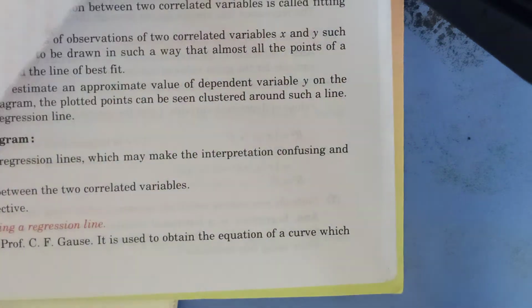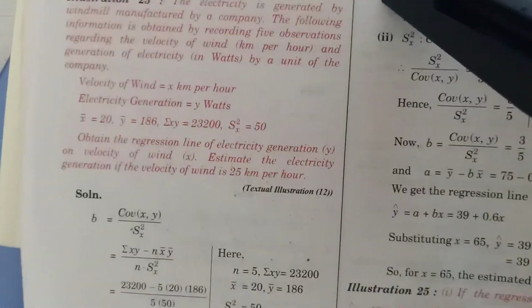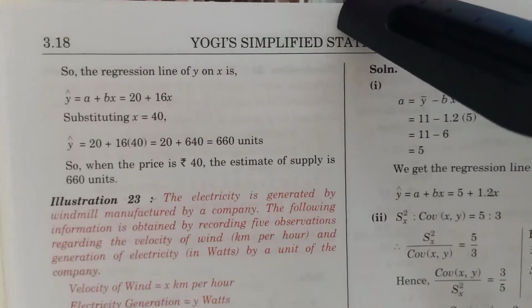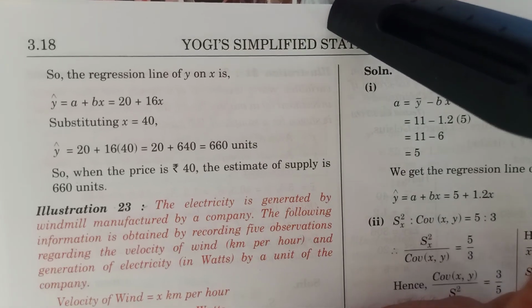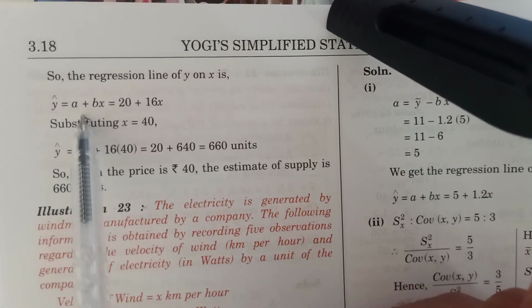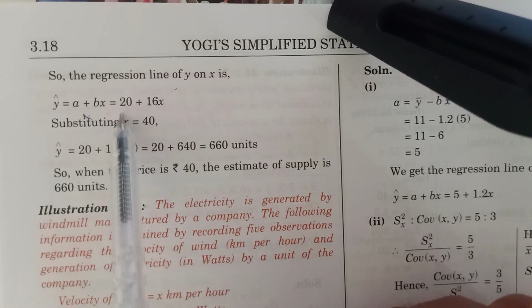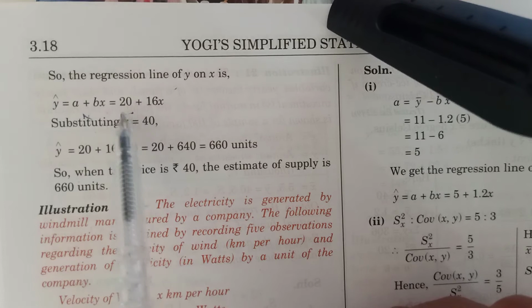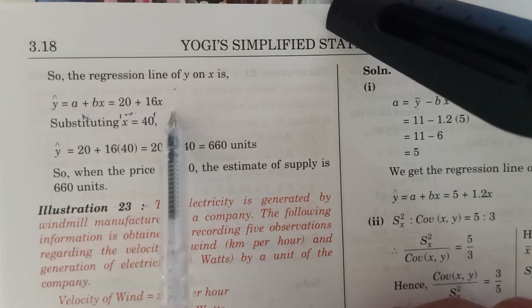Now we have both the things with us. B is also there, the regression coefficient, and a, that is the constant, is also with us. Now we can find the regression line, and the regression line of y on x is y cap equals a plus bx. The answer of a is 20 plus b is 16x.